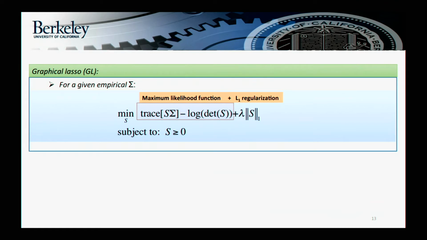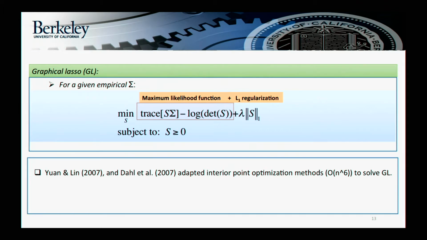So for a given empirical sigma, or sample covariance matrix, graphical lasso solves this optimization problem, where the variable of the optimization is S, which is supposed to be an estimate of the inverse covariance matrix. The objective of the optimization is to minimize the maximum likelihood function, which is the trace of S multiplied by sigma minus log det of S, plus an L1 regularization term, or L1 penalty term, which is lambda times the norm 1 of S. So here, lambda is a regularization parameter. By increasing or decreasing lambda, we can change the level of sparsity of solution S. The only constraint that we have in the optimization is that S has to be positive semi-definite.